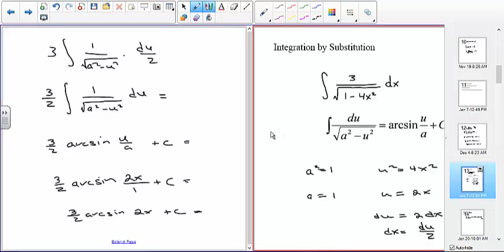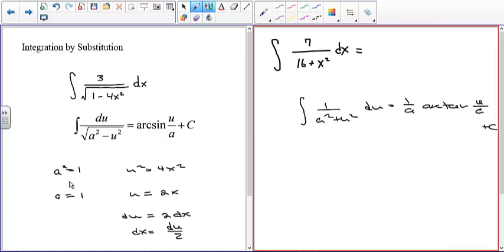The key thing here is you've got to determine what a squared is, then you can find a, then u squared, then you can find u and du. Make the substitution so that, with the proper choice of a and u, you end up with this form, and then you apply the formula and get the answer. So these are easy. There's at least one of these easy ones on the test.